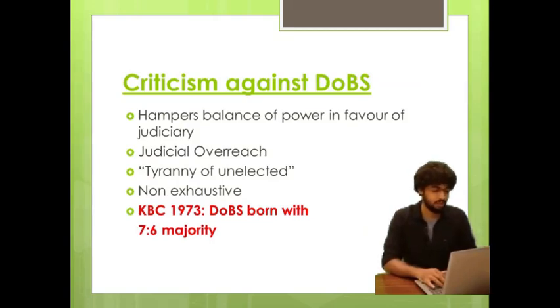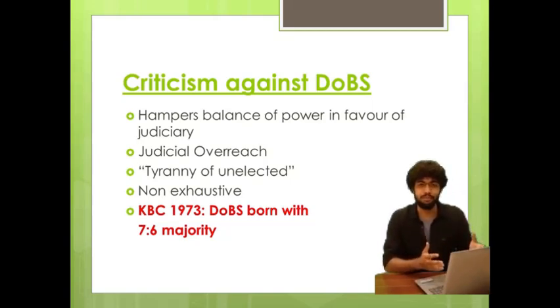It is said that the doctrine hampers the balance of power in favor of the judiciary. It is also said that the doctrine of basic structure is a manifestation of what is called judicial overreach. We all know that just like there is a balance of power, there is also the division of power, wherein the executive is supposed to execute the laws, the parliament is supposed to make the laws, while the judiciary is supposed to be the dispute settlement wing.